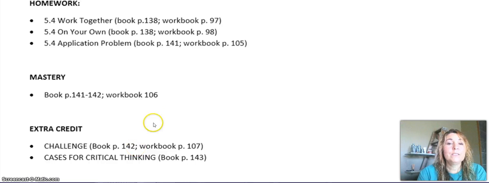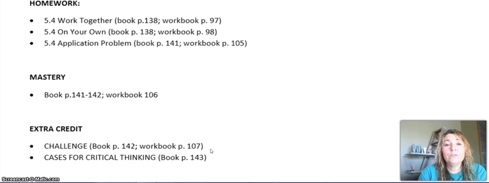When you have finished that, because this is the last section for this chapter, you're going to do your mastery problem. That is in your book. It's on page 141 and 142, and your workbook is page 106. For extra credit, if you'd like to do the extra credit, you can do the challenge problem. That's going to be in your book on page 142 and your workbook page 107.